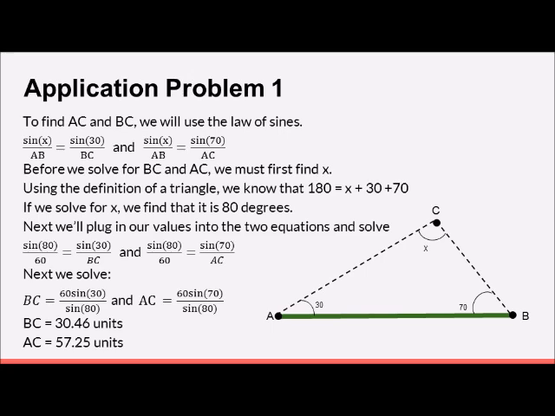Next, we'll plug that value for x into the two equations and solve. Our two equations are now sin 80 over 60 equals sin 30 over BC, and sin 80 over 60 equals sin 70 over AC. If we solve for BC and AC, we find that BC is approximately 30.46 units and AC is approximately 57.25 units.